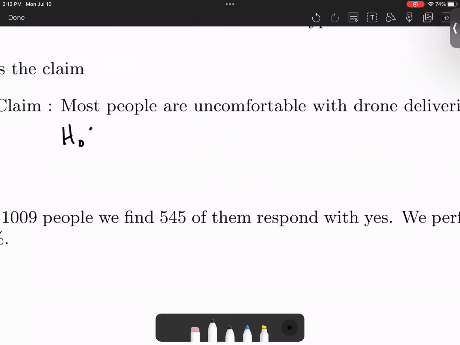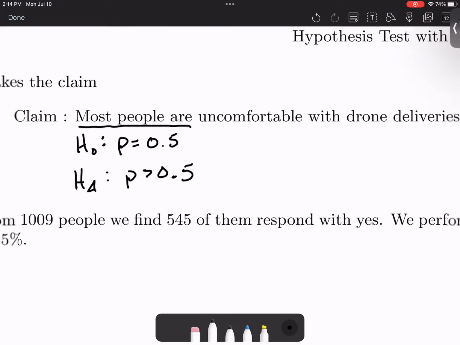The null hypothesis always concerns equality. And when we say most people are uncomfortable, we're talking about a proportion. So the null hypothesis will be that the proportion is equal to 0.5, right? Because most people means greater than 50%. Therefore, the alternative hypothesis matches the original claim, that the proportion is greater than 50%.